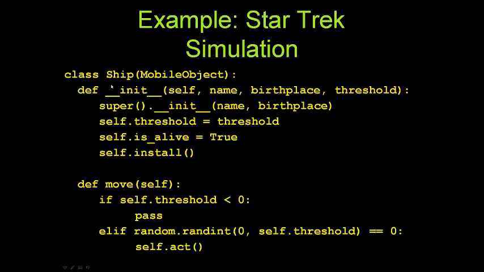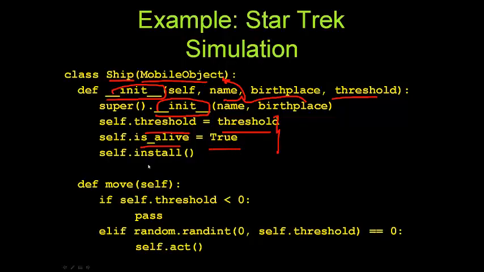Now let's look at another example. You have Ship, a MobileObject. So Ship inherits from MobileObject, and here in the init method, you have called the init method of the MobileObject, passing in both the name and the birthplace. And here you set other variables. The threshold is set to threshold as a new input. It's alive, set to true, alive, install yourself. Okay, moving, how do you move?